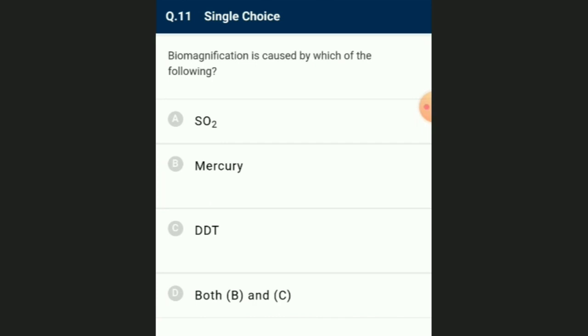If we take an example of DDT in the aquatic food chain, the concentration of DDT is increased at successive trophic levels starting from 0.003 parts per billion in water. It can ultimately reach 25 parts. So the answer for this question is option D. Both B and C are answers for this question.